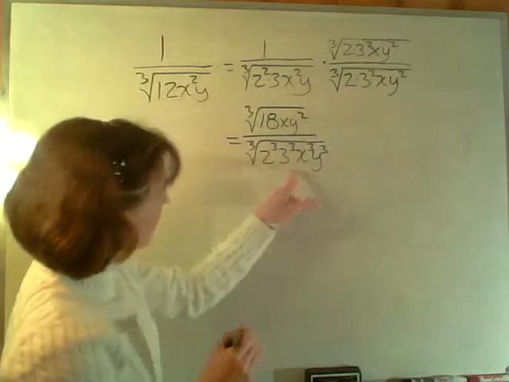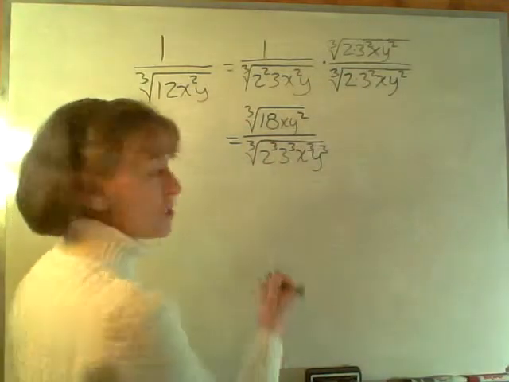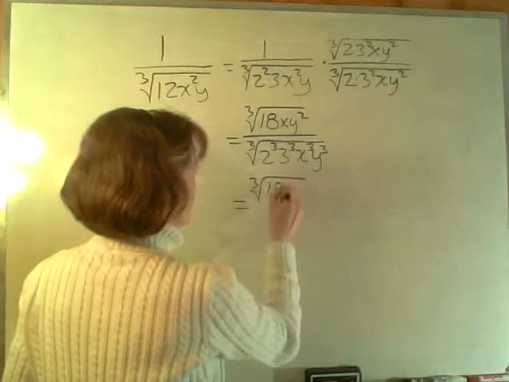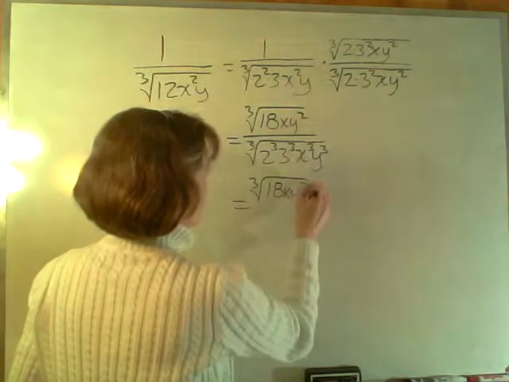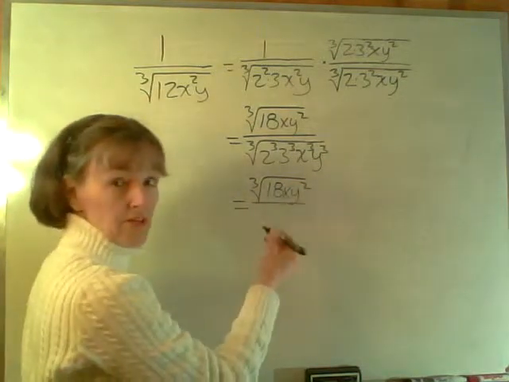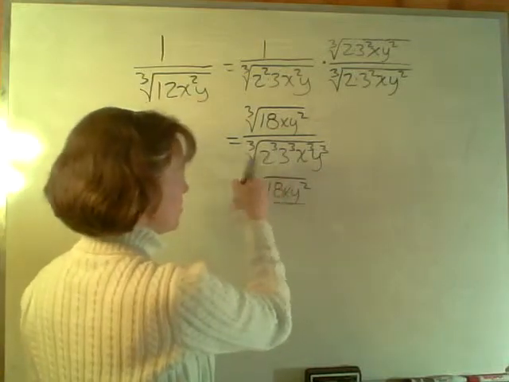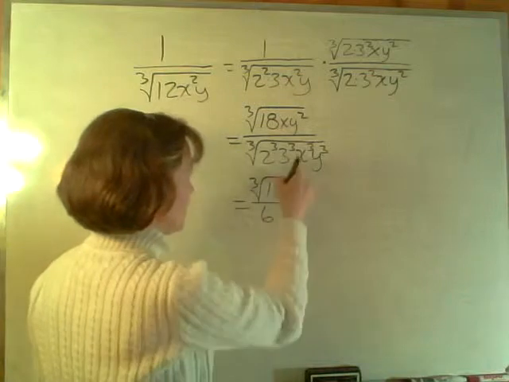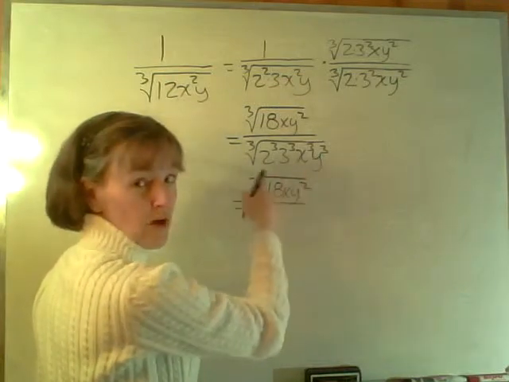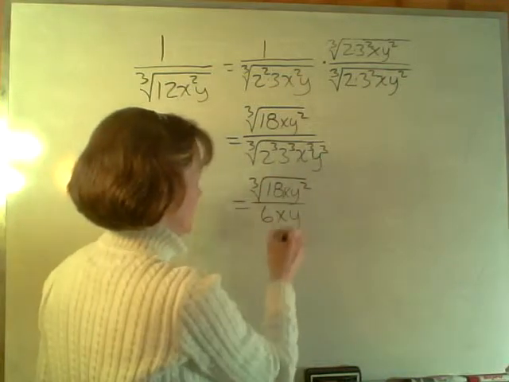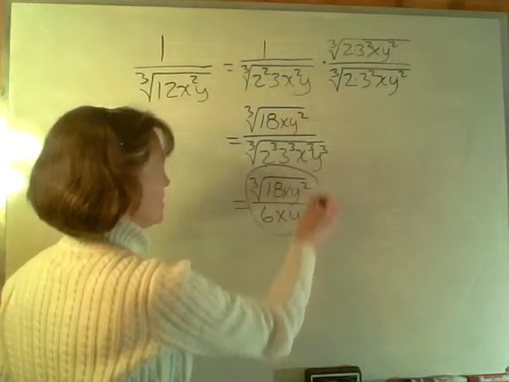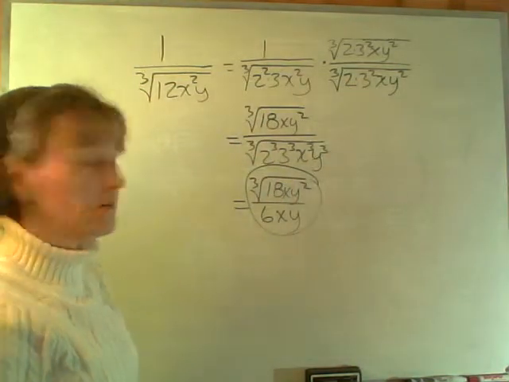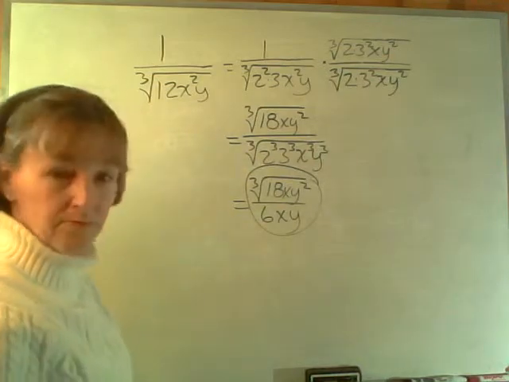So you see, now I have 3 of everything. I can take the cube root. So I'll have the cube root of 18xy squared in the numerator, but in the denominator I'll have 2 and then 3. So 2 times 3 is 6, and then x, and then y. And I have simplified and rationalized my fraction with a cube root.